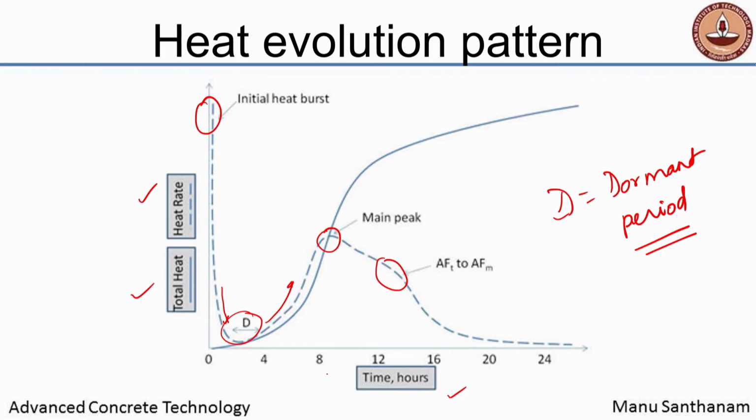So, look at the time taken. The main peak is approximately being reached between 8 and 10 hours. Okay. Now, this is a system with just plain Portland cement. Okay. When you substitute cement with fly ash, what is going to happen to the main peak?